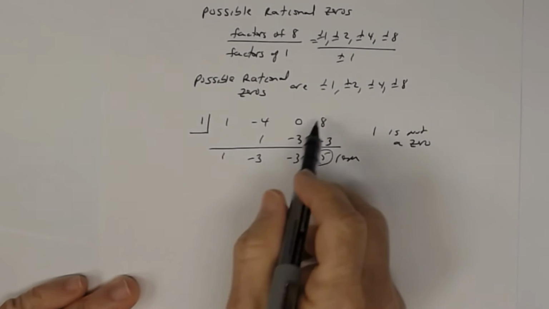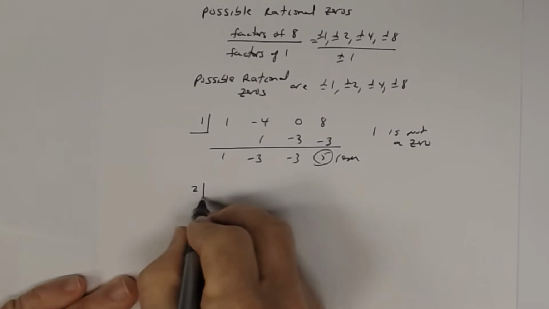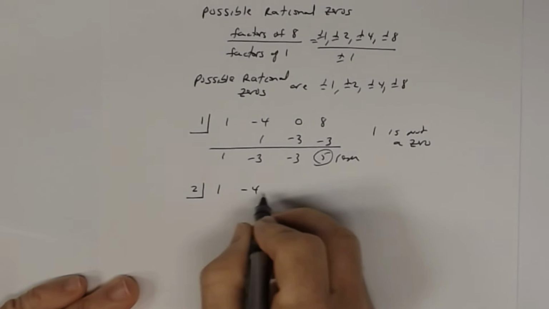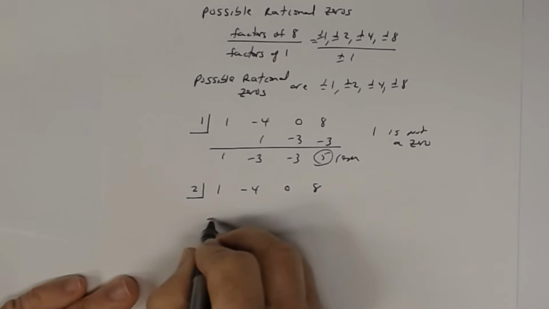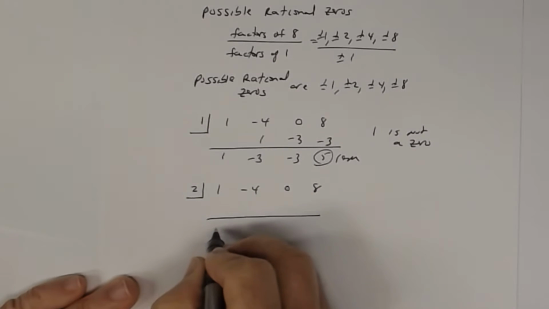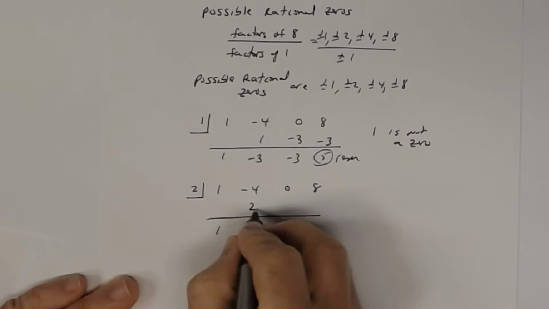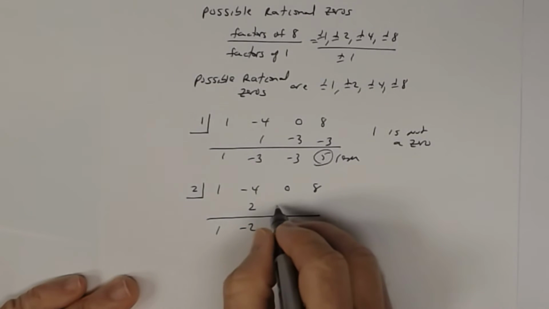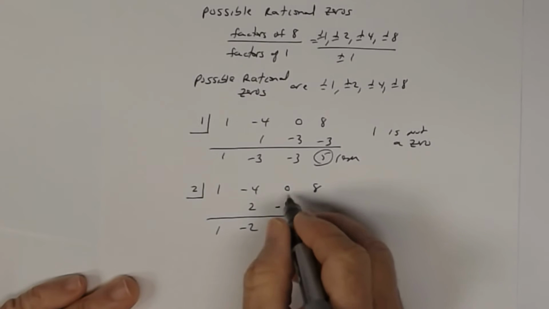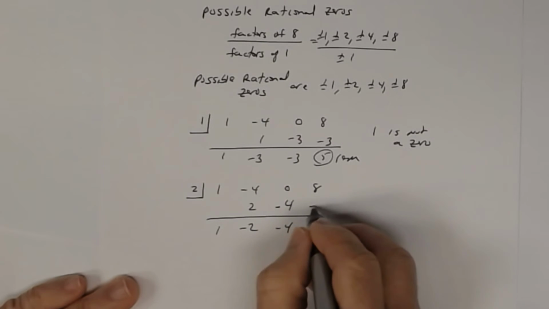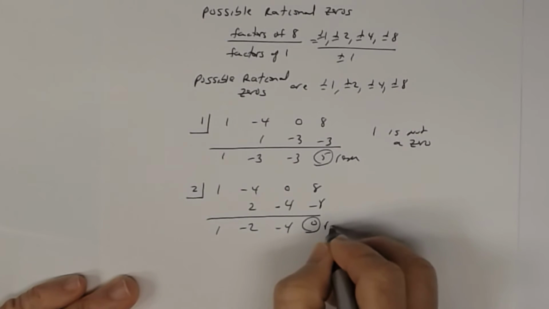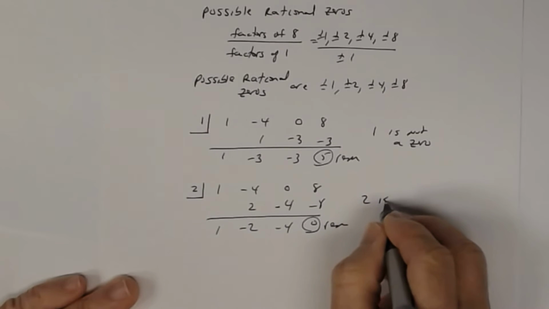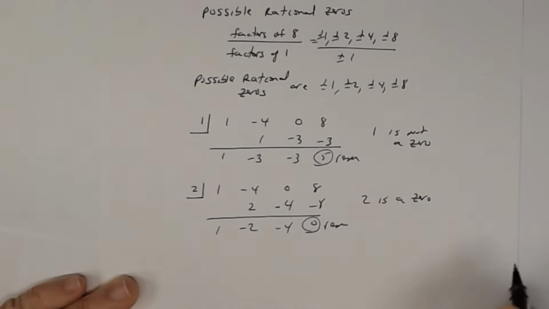Okay, so let's try 2. Let's see if 2 works. So we have 1, negative 4, 0, 8. Bring down the 1. 2 times 1 is 2. Negative 4 plus 2 is negative 2. Multiply: 2 times negative 2 is negative 4. Add, we get negative 4. Multiply, we get negative 8. And now we get remainder 0. So that means 2 is a 0, or a root.